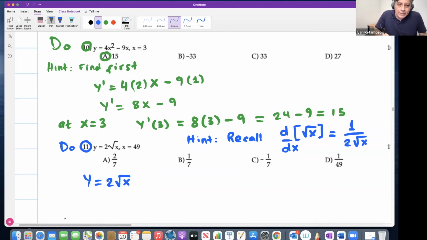To compute the derivative, y prime. Once you get your derivative, then you just substitute x equals 49 into your derivative. That's going to give you the slope of the tangent line, what they want here, right? Try, guys. And then we will move to other cases.